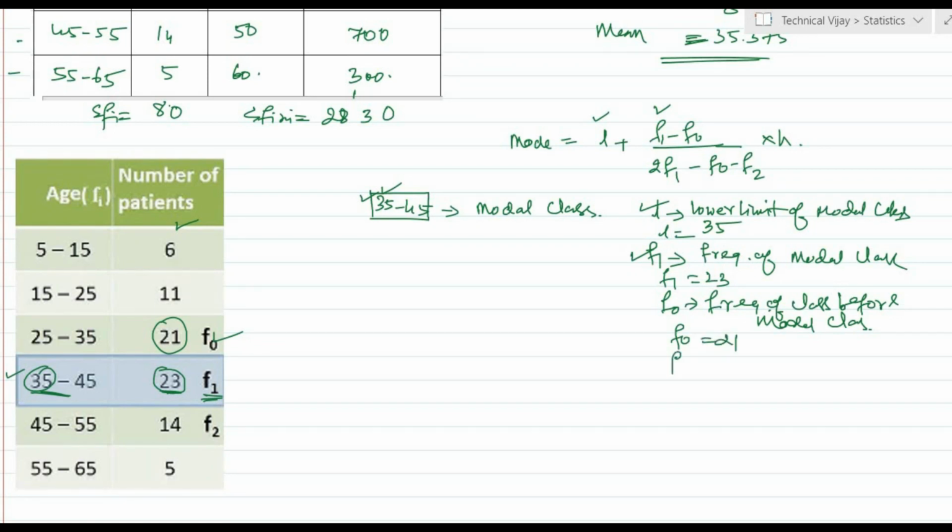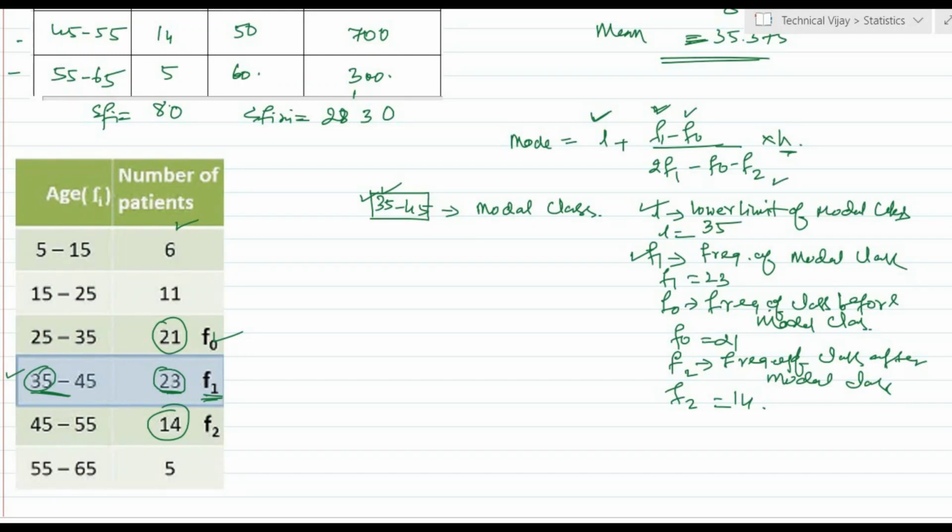And here F2. F2 is the frequency of the class after the modal class. Here in this case F2 is equal to what? Here this 14 is the frequency after the modal class. F2 is equal to 14. Okay. Now we got L, F1, F0 and F2. And afterwards H.